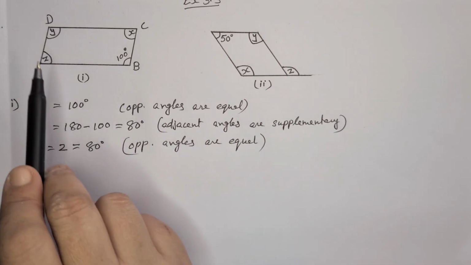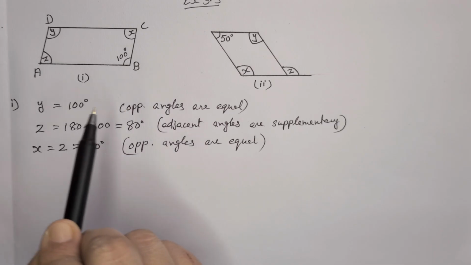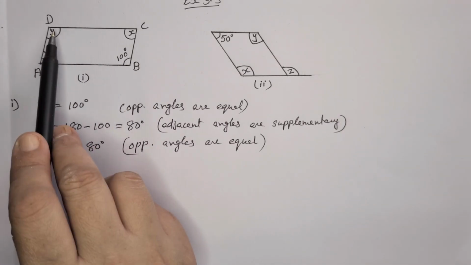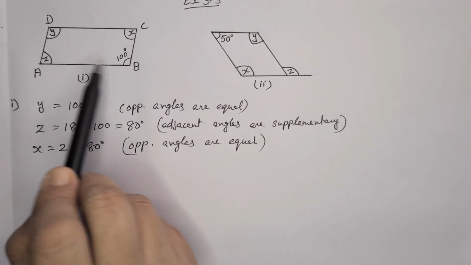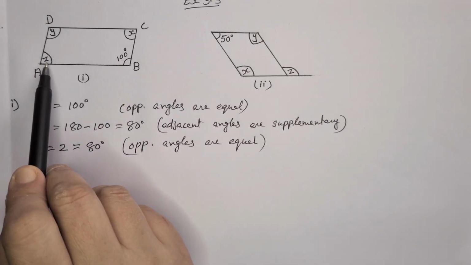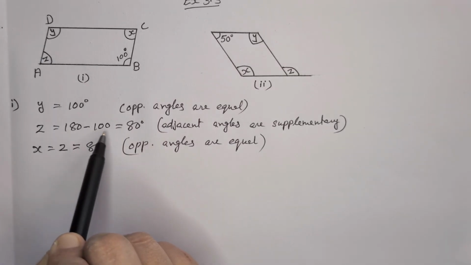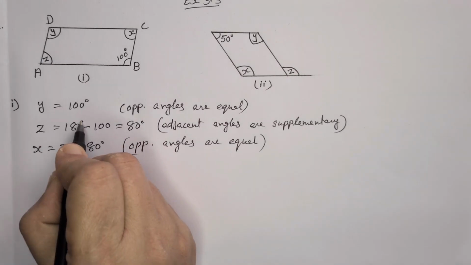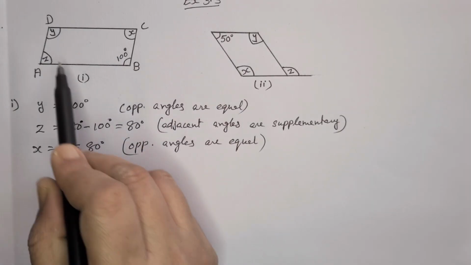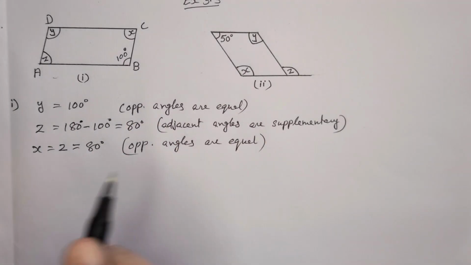So given in the question, it's a parallelogram. So we can apply all the properties of parallelogram. First is opposite angles of a parallelogram are equal. Then adjacent angles of a parallelogram are supplementary. So Z is equal to 180 minus 100, 80 degree. And then X is equal to 80 degree. Opposite angles are equal. Now second one.